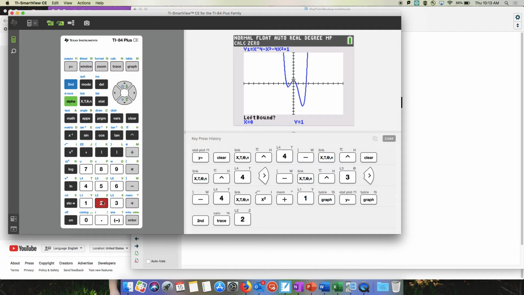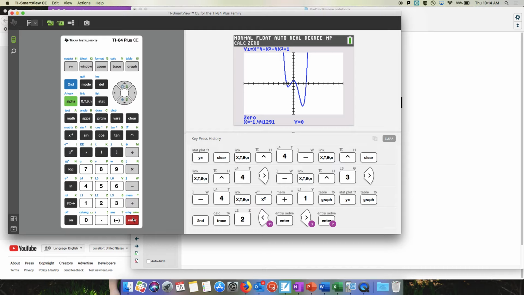And if it's asking me for a left bound, then I need to get that blinky cursor somewhere to the left of that zero. Is that to the left of the intersection? So I'm going to hit enter. Now it's asking for a right bound. So I'm going to get my blinky cursor to the right of that intersection. And then it asks, do you want me to guess? Enter. And then it will give you the zero.